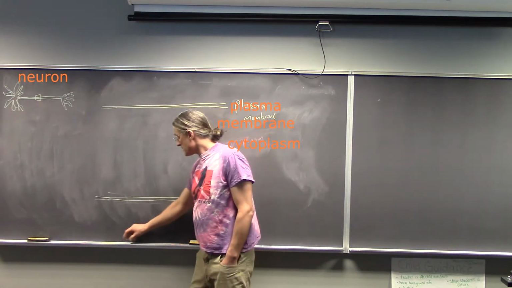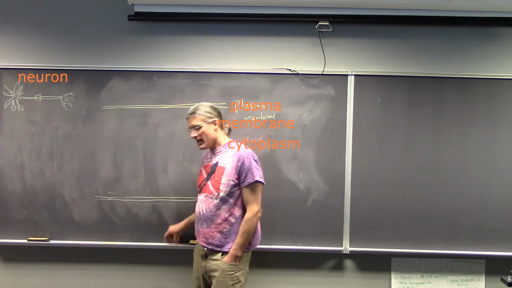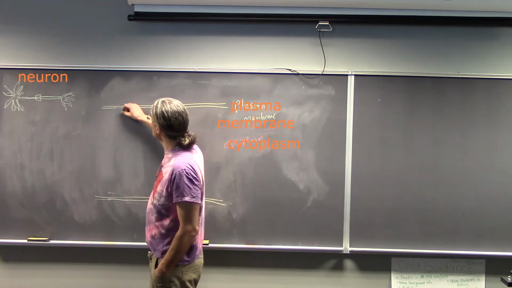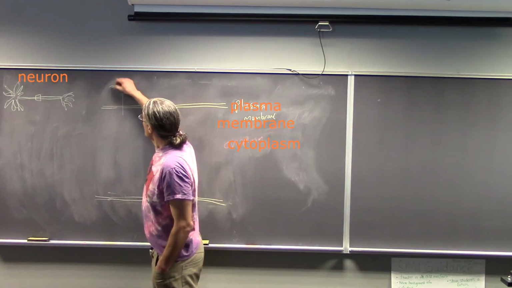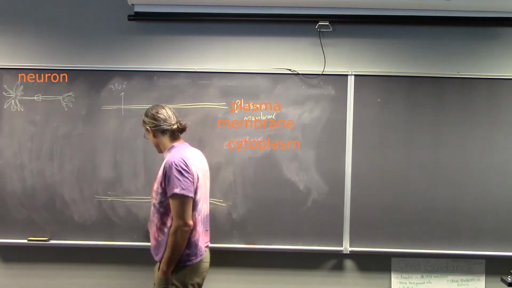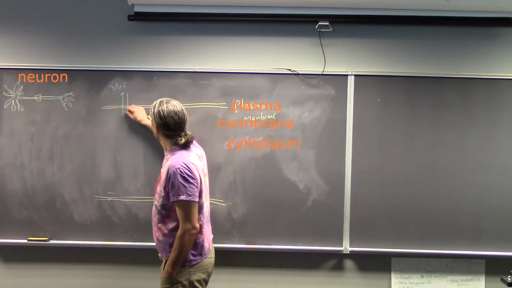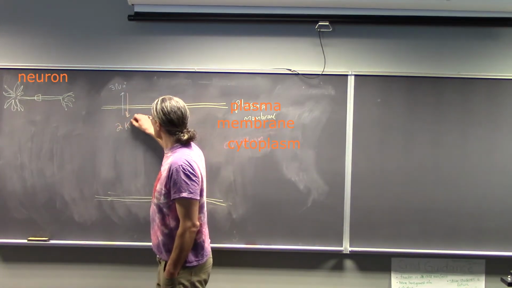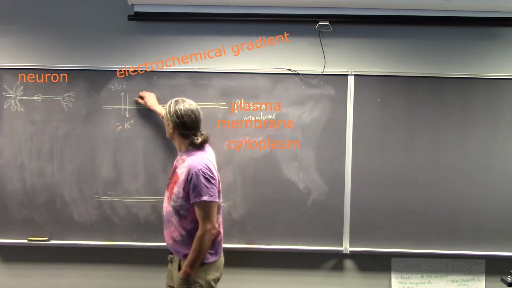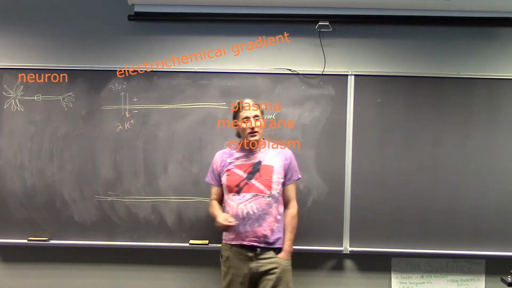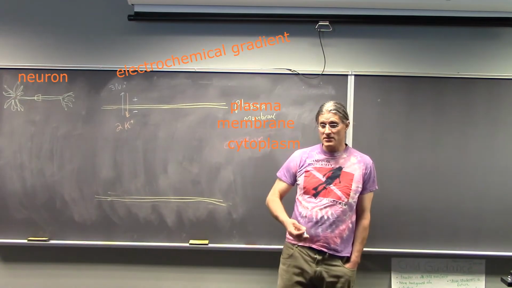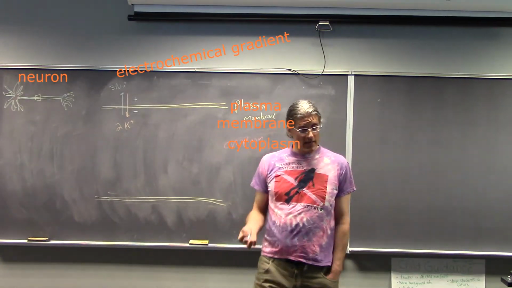And so we've got this thing called a sodium-potassium pump. And the sodium-potassium pump takes 3 sodiums and moves them out of the cell, and 2 potassiums and moves them into the cell. And this has the effect of making the interior of the cell have a negative charge and the exterior of the cell have a positive charge. And that's an electrochemical gradient.